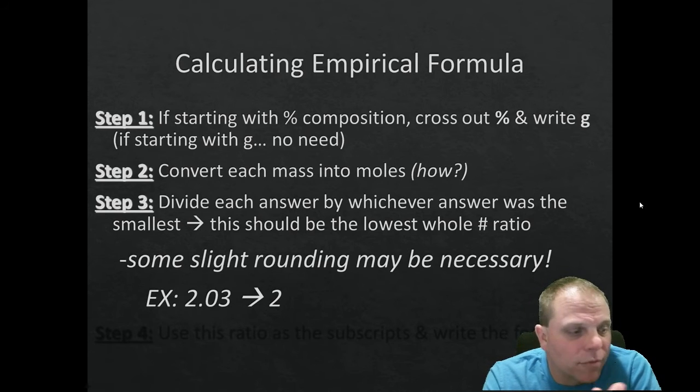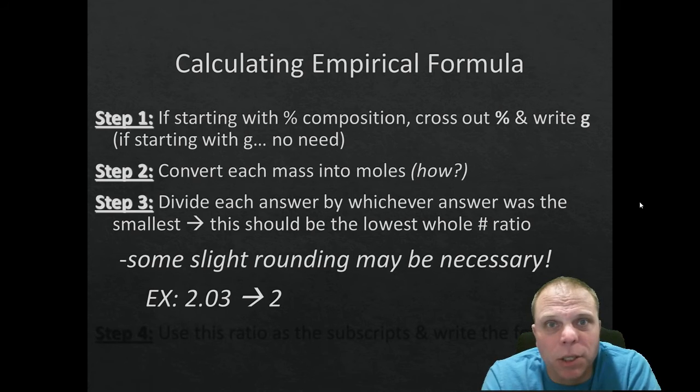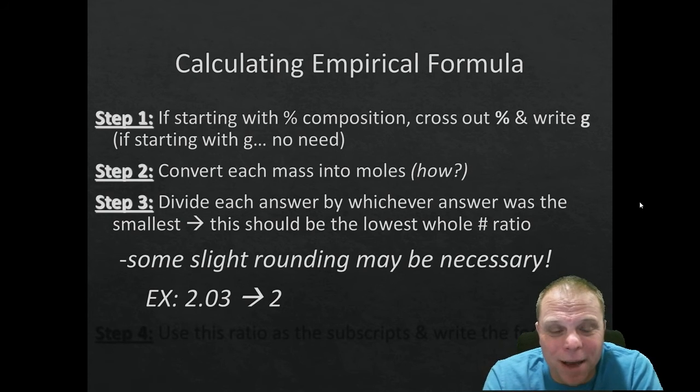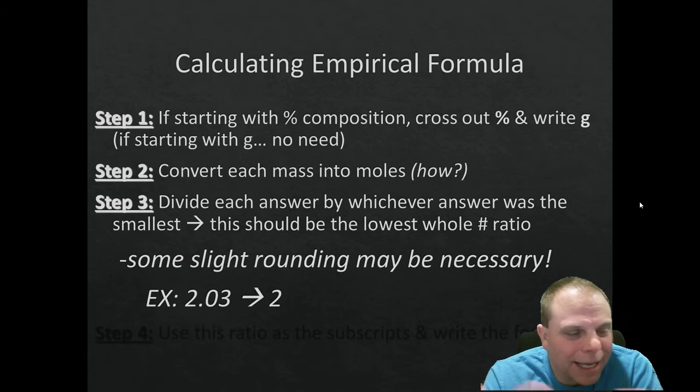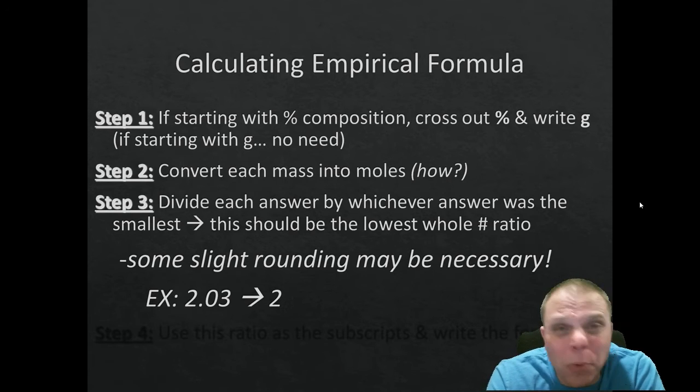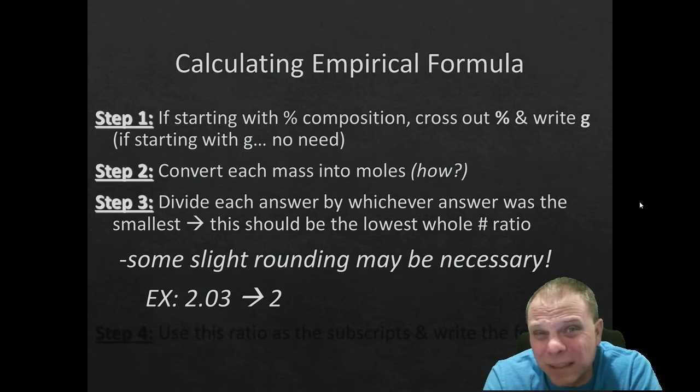So, you might have 2.03, that's going to be a 2. All right, there's not 2.03 of a particular element in a compound, right? In fact, that rounding can get bigger than that. Let's say I could have a 2.1, I could still round that to a 2, all right?